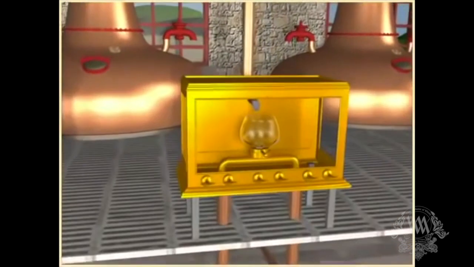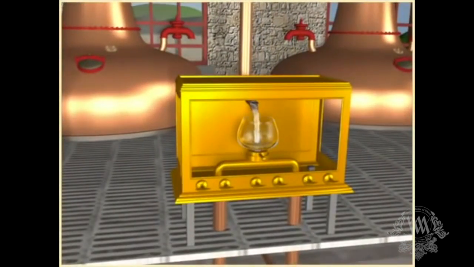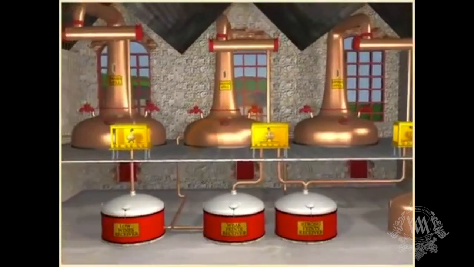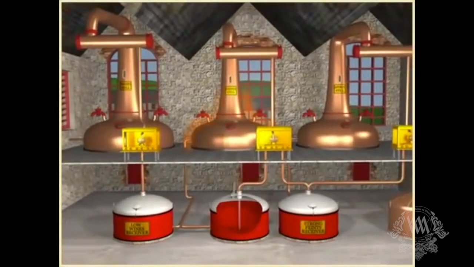Pot stills. Once the fermentation is complete, the mash is transferred to large copper pot stills. The stills are heated, and the alcohol vaporizes, rising to the top of the stills. The vapor is then condensed into a liquid in a condenser.